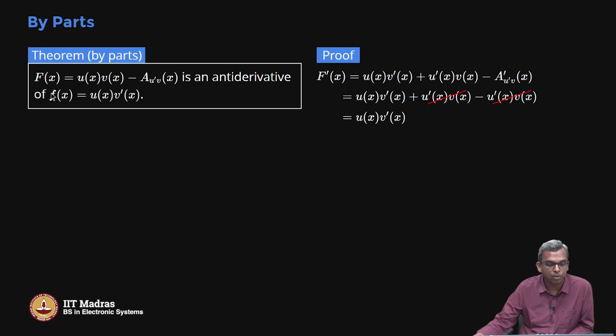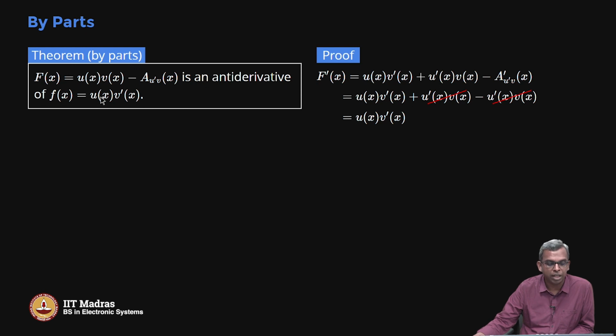So if you have a small f which is the product of a function u of x and the derivative of another function v prime of x, okay, then its antiderivative has this form: u of x, v of x minus the antiderivative of u prime v of x, okay. So that is the form of this theorem. This is the by parts idea, okay. I hope you see this. I'm going to show you why this is true.